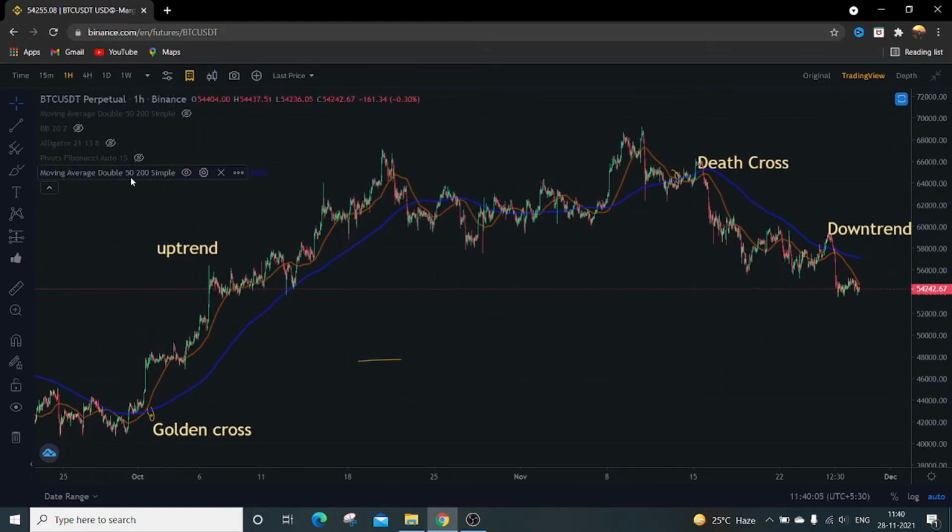that is the 50 moving average and the 200 moving average. You can use various other types to identify the trend. This is just a basic example of how to identify the trend using just two simple moving averages.